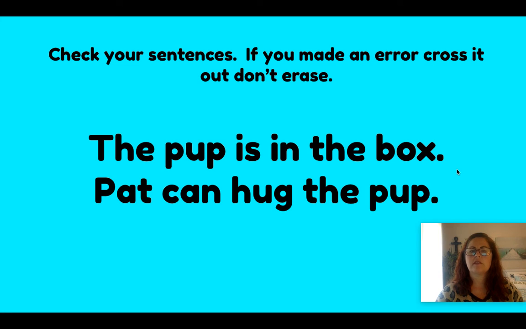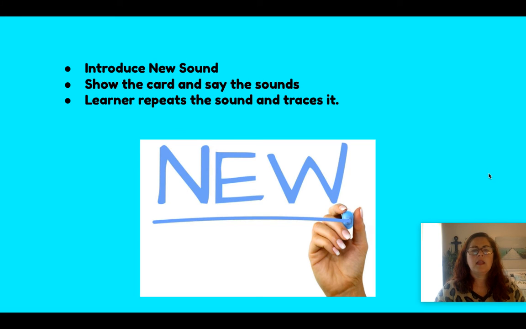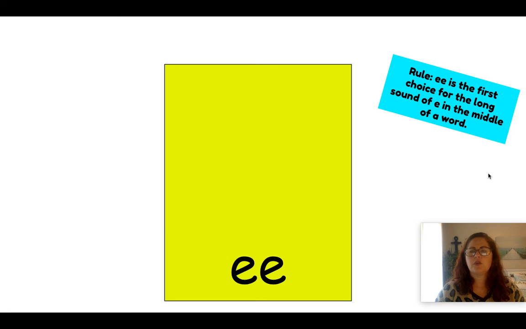Check your sentences. If you made an error, cross it out and then write it correctly above or below the word, depending on what room you have on your paper. Pause the video if you need to do any corrections now. Now we're on to the new learning.